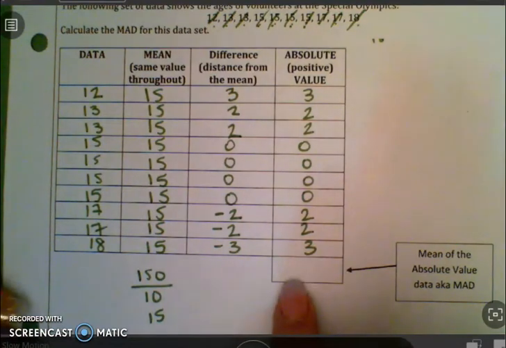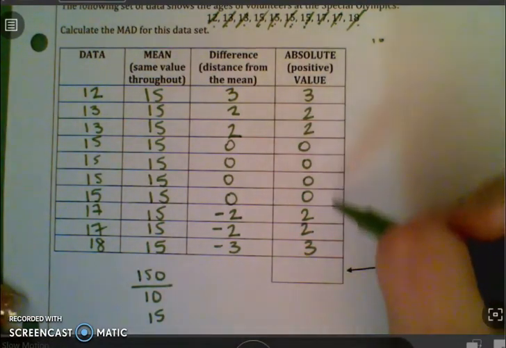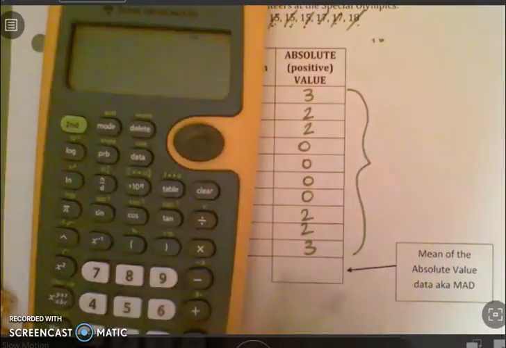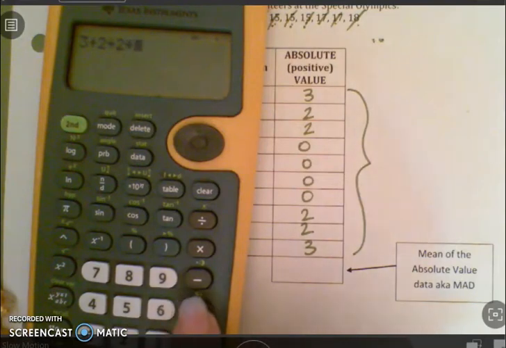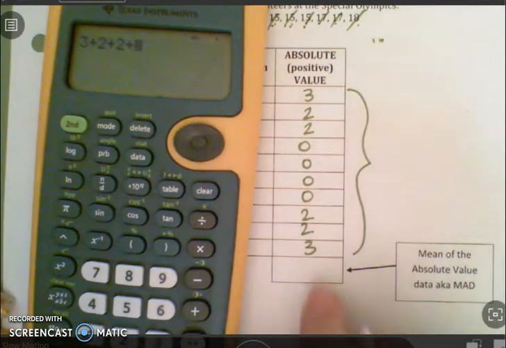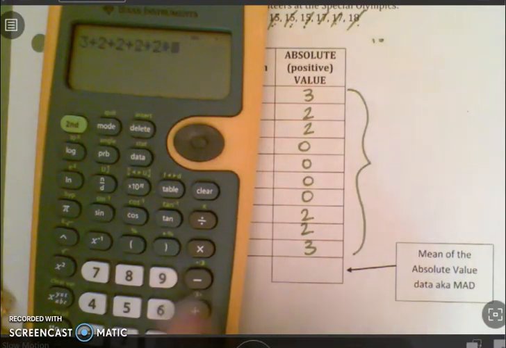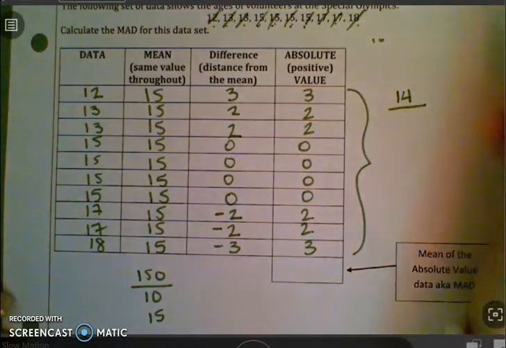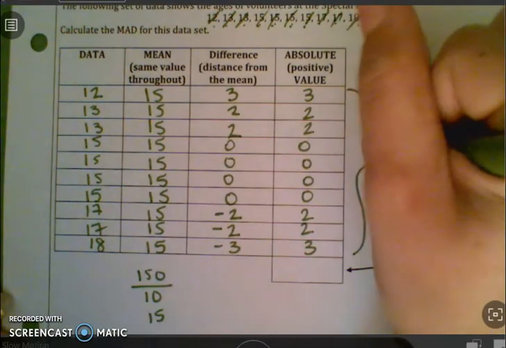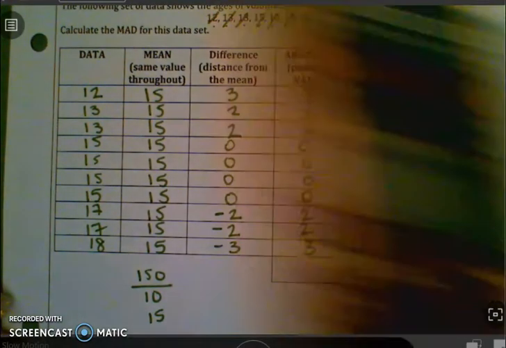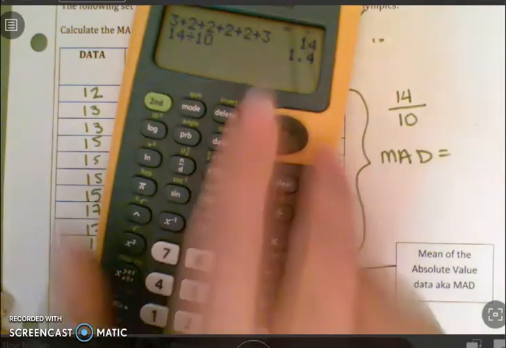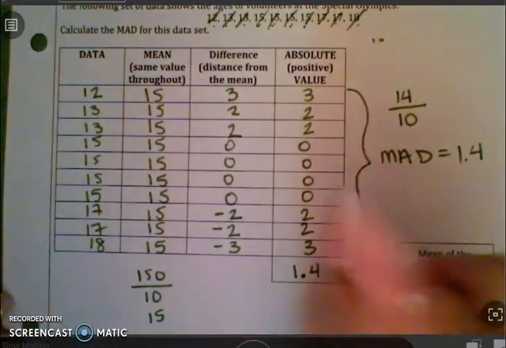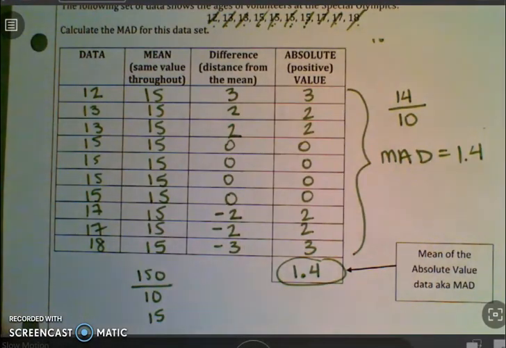So now in order to find the MAD, we have to add up all of these values we just found. So let's add them up. I'm not going to put the zeros in because they don't matter. 2, 2, 3. So our total is 14, and we have to divide by how many we had. Well, we already said there were 10. So the mean absolute deviation is 14 divided by 10, which is 1.4. So that is the MAD.